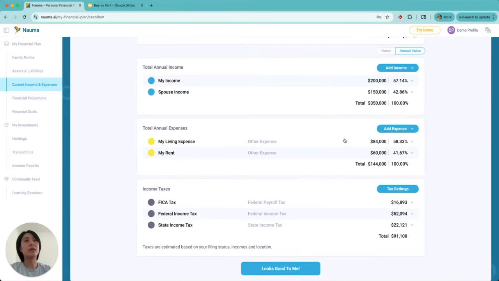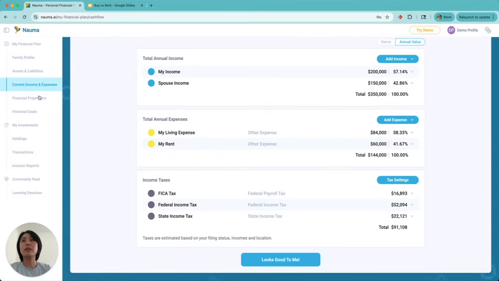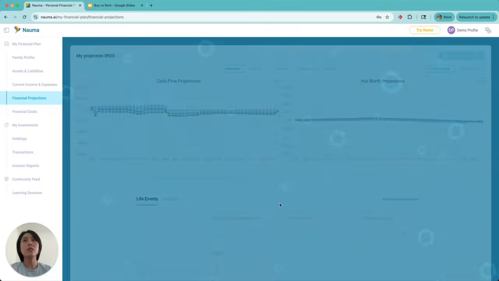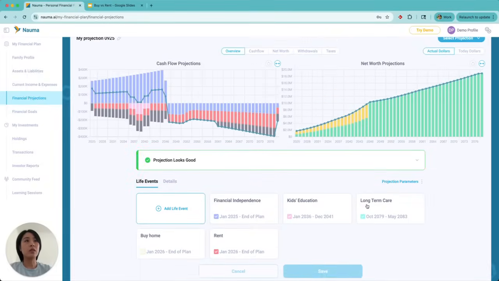For expenses, they have living expenses, and a good amount of that is rent. They're renting at $5,000 per month currently. Let's run the analysis. This is a financial projection. We have some life events already set up, but that's not important at this moment because we're only comparing buying a home and renting.